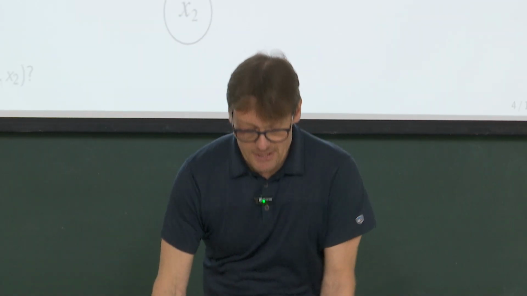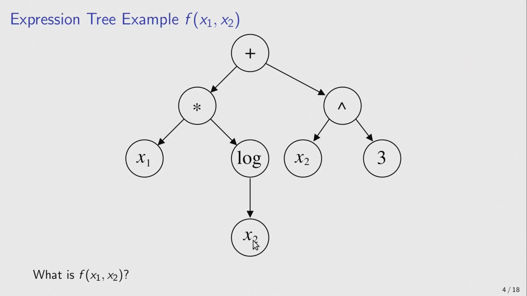So how do I read this expression tree? I start at the leaves, and the leaves are either variables or constants. Then I follow the arrows backwards, and I perform the operation that I see. So this is, for example, exponentiation of x2 with this constant 3. This would be taking the logarithm of x2, and here I would be multiplying whatever comes out of this, which is the logarithm of x2, with x1. So has anybody guessed what the function is? Yes, we have a winner.